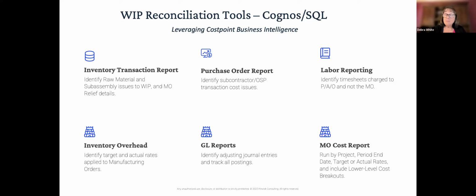So a really good option that we have is leveraging Costpoint Business Intelligence to allow you to recreate the MO cost reports in Cognos. And by doing this, you'll be able to see information either at a target or actual rate, and you'll be able to run them as of a period of time.